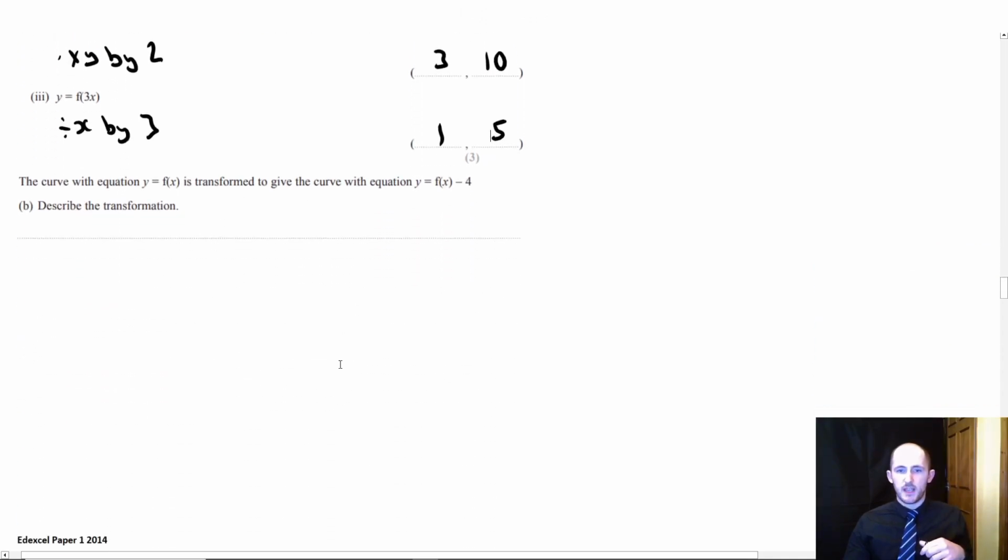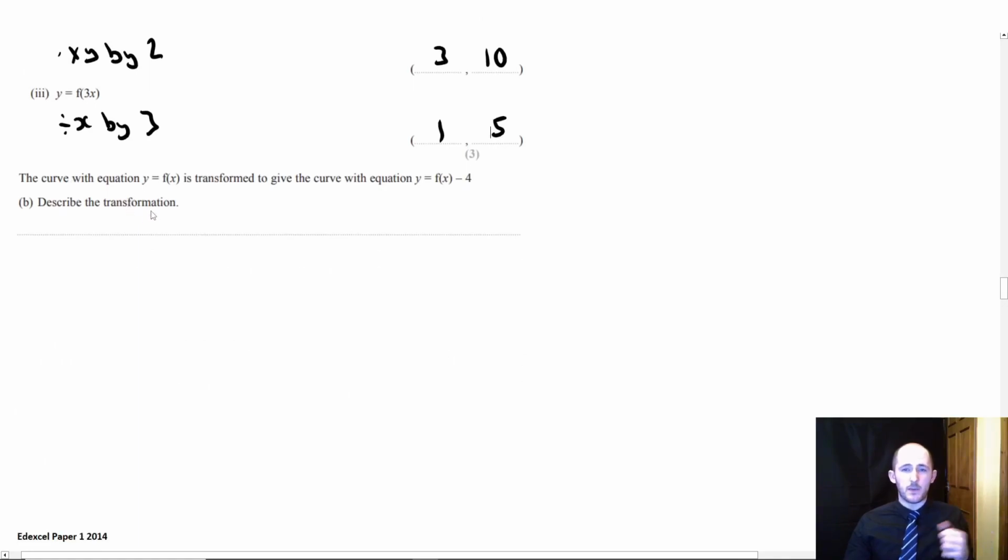Okay. Lastly, they give you a bit of a wordy question instead. The curve with equation y equals f of x is transformed to give the curve y equals f of x minus 4. Describe the transformation. All you would describe it as is a translation, because that's the type of transformation it is. So that would give you 1 mark, and the second mark will come from what it is. So translation 4 units downwards, okay?